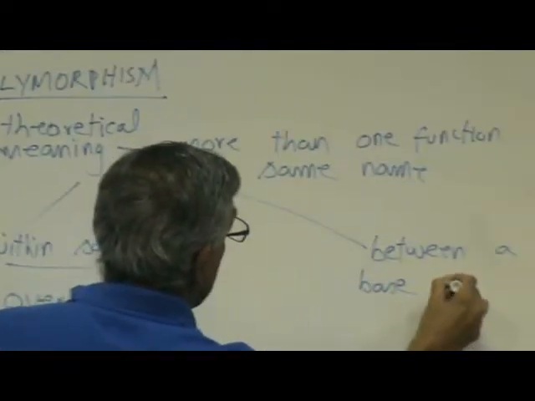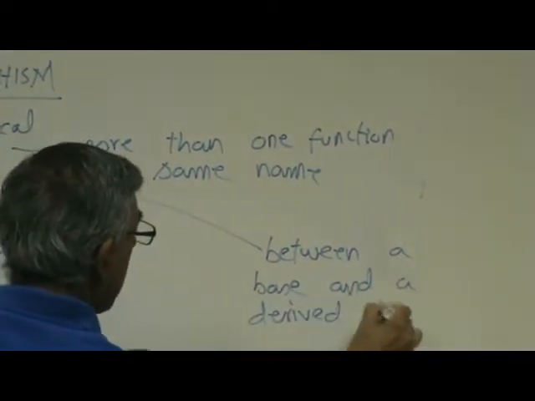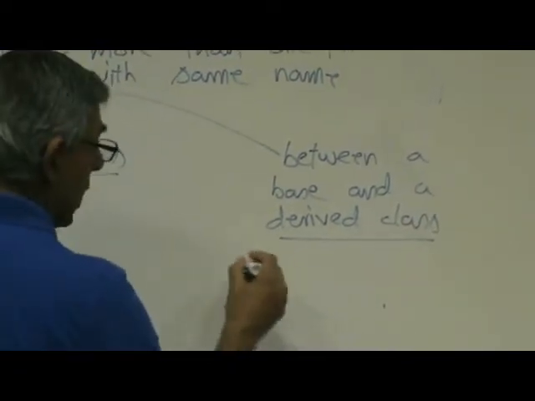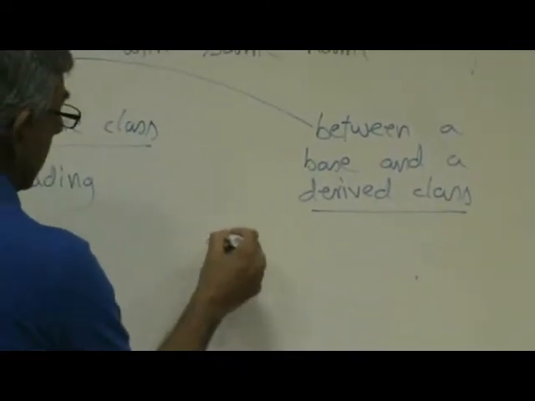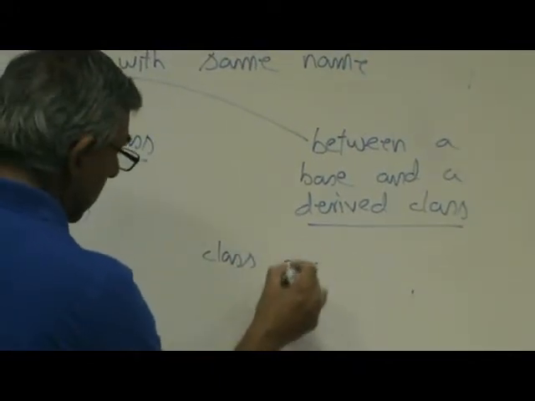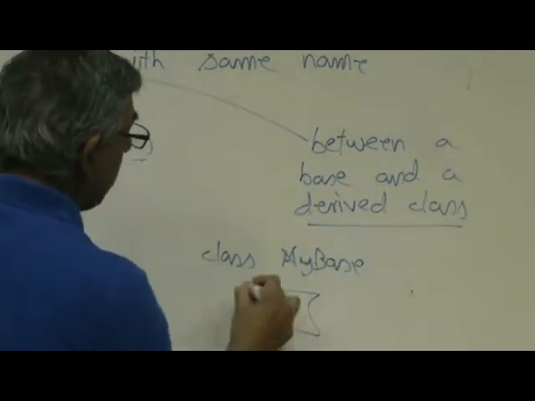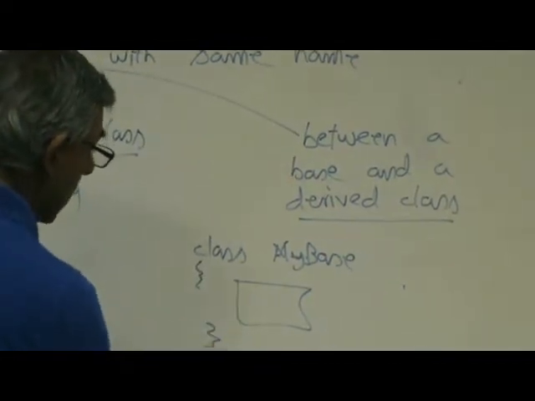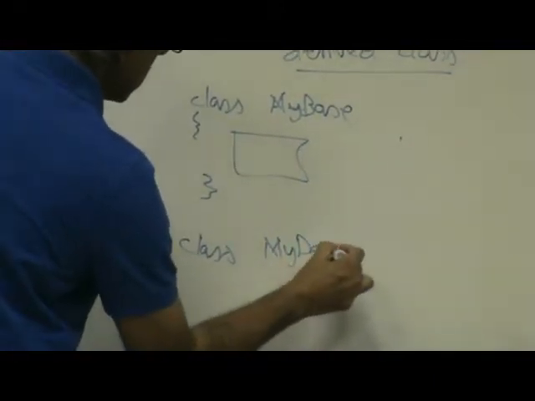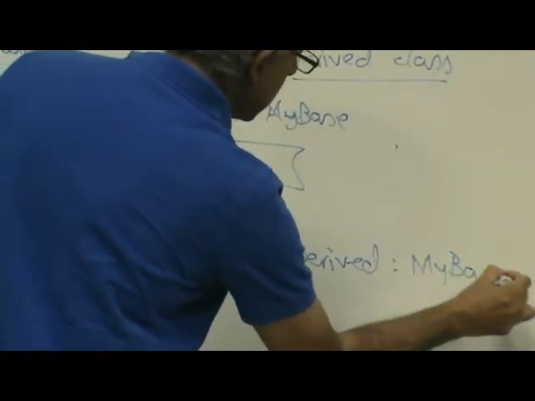If we are between a base and a derived class, as we have one method, let's say in our base class, suppose this is called my base. Okay, we wrote some method over here. Class, let's say my derived, inherit from my base.